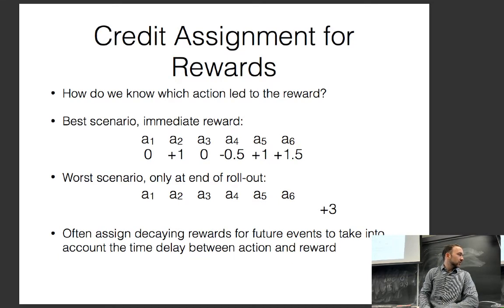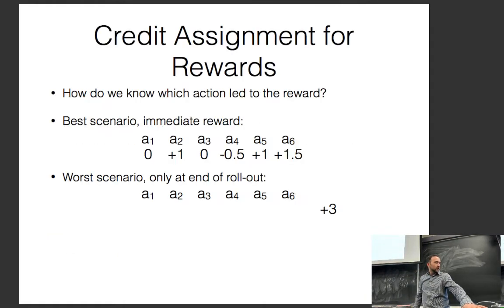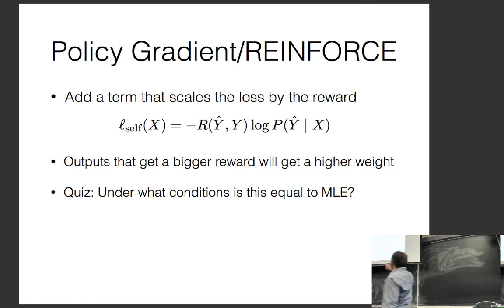So in the case where we get rewards after we take every action, it's very common to assign a decaying reward for future events to take into account the time delay between the action and the reward. For example, in this case, we might assign a reward of 1 to A2, and then we decay it by half or something, and a reward of 0.5 to A1. And when we do this, normally when we calculate the log likelihood, it's the sum.